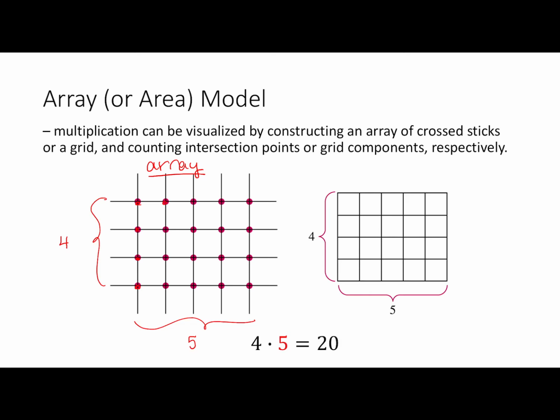And on the right-hand side of your screen, you have the area model. The only difference here is now I'm going to draw a grid. So I have 4 rows and 5 columns in my grid. And now I'm going to count the boxes inside my grid. So I'm not counting intersection points. I'm counting actually where these dots are in the boxes. And there are 20 boxes there. So 4 times 5 is 20.